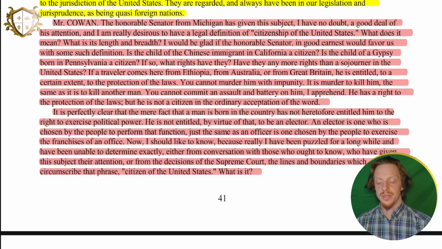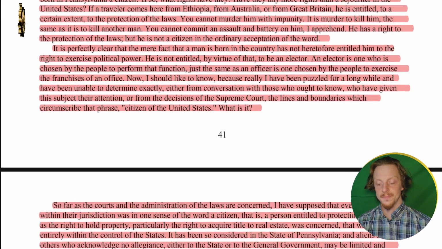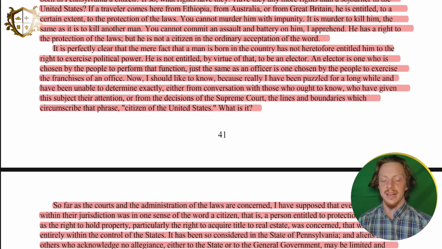He has a right to the protection of the laws, but he is not a citizen in the ordinary acceptation of the word. And it is perfectly clear that the mere fact that a man is born in the country has not heretofore entitled him to the right to exercise political power. He is not entitled by virtue of that to be an elector. An elector is one who is chosen by the people to perform that function, just the same as an officer is one chosen by the people to exercise the franchises of an office.